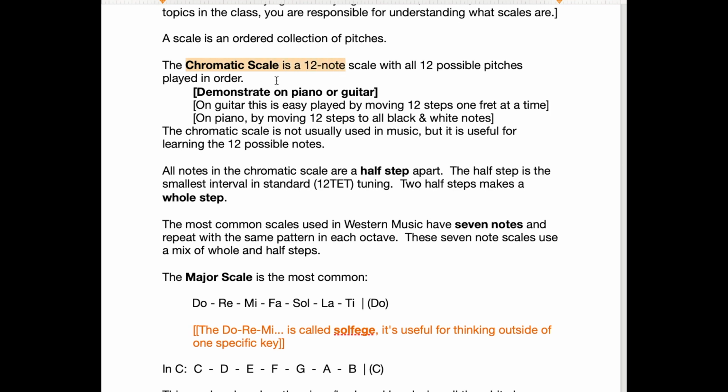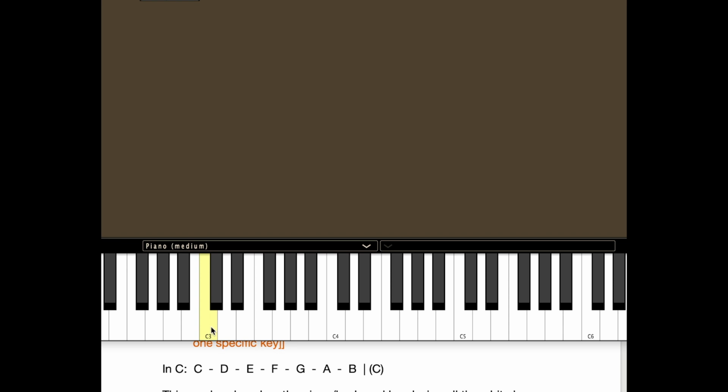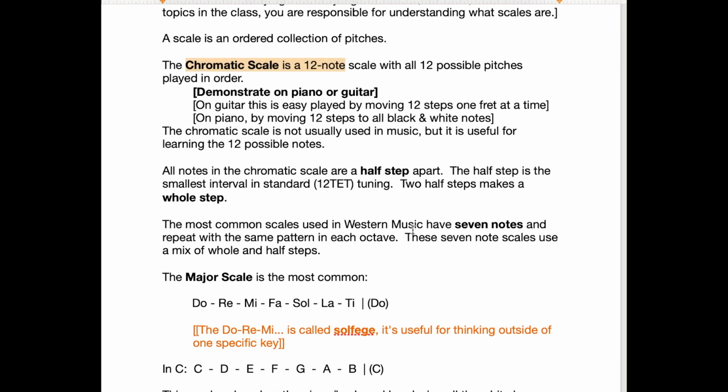Now, the chromatic scale, like I said a minute ago, is not usually used musically because it's just all the possibilities. It is used in contemporary, like modern classical music. You may hear something called serialism or 12-tone music, and that involves all of the pitches. But that's really very, very rare. So think about the chromatic scale as mostly being a study tool for learning how to play all 12 pitches. Whereas the ones we're about to get into, like the major scale, have 7 notes.